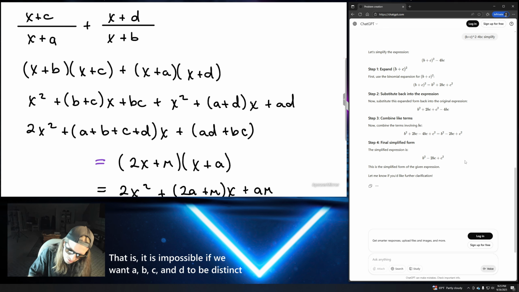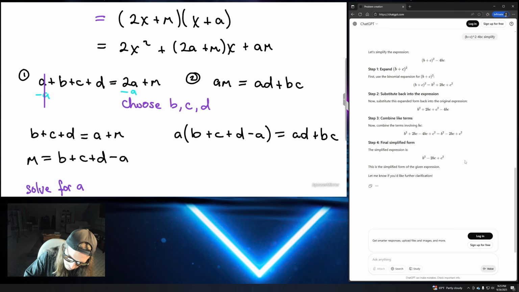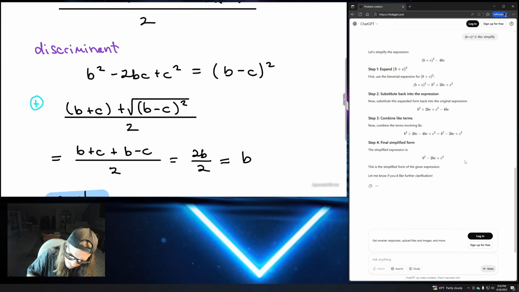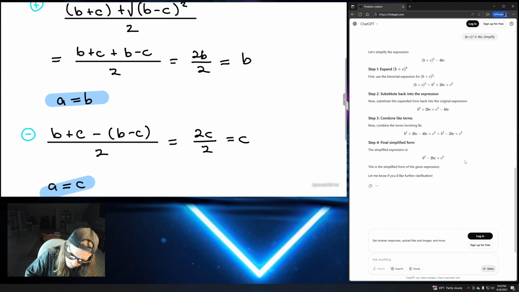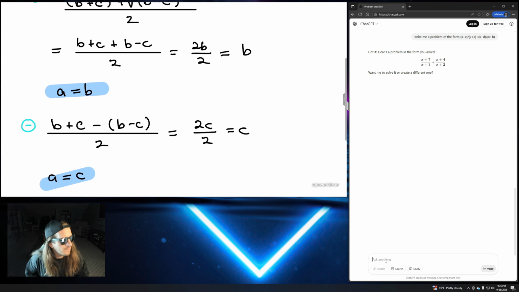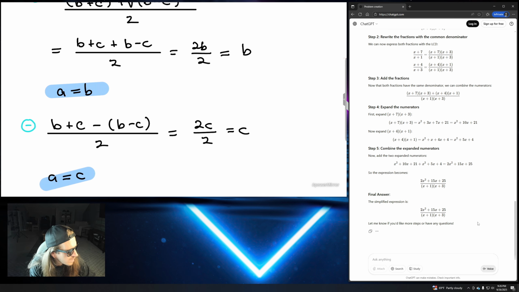Now that I know, I'll slowly scroll through this if you want to screenshot any of that. But again, we proved that this only works if a equals b or a equals c. But now what I want to do here is ask ChatGPT to write me this problem again. So write me a problem of this form and then solve. Okay, it solved it. And as expected, it's not reducible, right? This is the final answer.